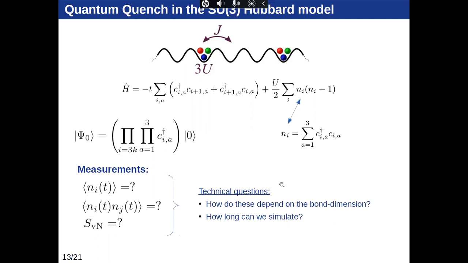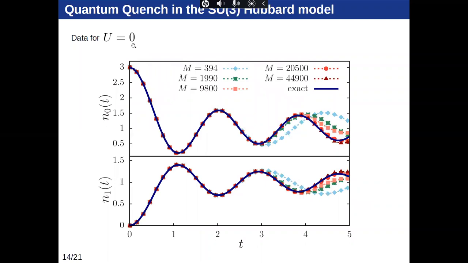So for example, if I just turn off interactions, in that case we could calculate, for example, the site charging also exactly, because this is a free fermion system, and then we could compare the TBD result with these exact values. And I see that the TBD follows these oscillations quite well, but to follow these oscillations up to time 4 or 5, I need quite high bond dimensions.